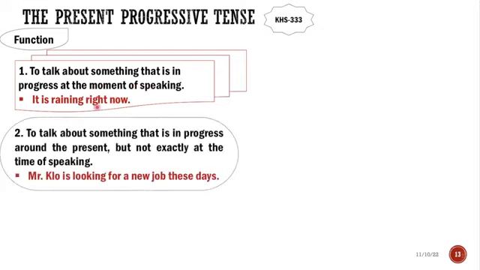Second point: to talk about something that is in progress around the present, but not exactly at the time of speaking. You can see an example: Mr. Clo is looking for a new job these days. Around the present, I mean, looking for a job.